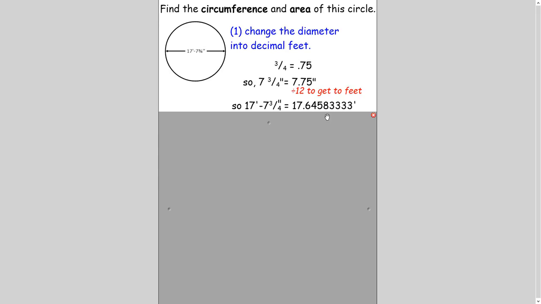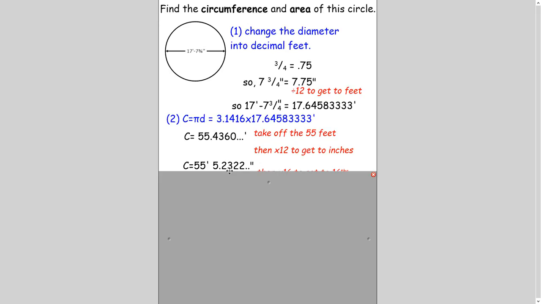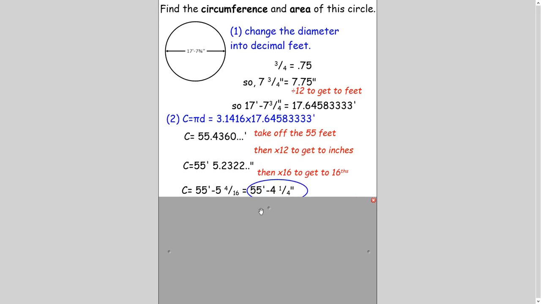And this is feet. Now that I have decimal feet, I can use that to find radius, to find circumference, to find area. So I'm going to find circumference here. I'm just going to take that number times pi, and I end up with 55.4360. But again, because it's for circumference, it's a length, I need to go back to feet and inches. So I'm going to take off the 55, that's my feet. Let me take the 0.4360, times it by 12 to get inches. Then I have 0.2322, which I'm going to take and times it by 16 to get my 16ths of an inch. And I end up with 55 feet, 5 and 4/16 inches, which is 55 feet, 5 and 1/4 inches.